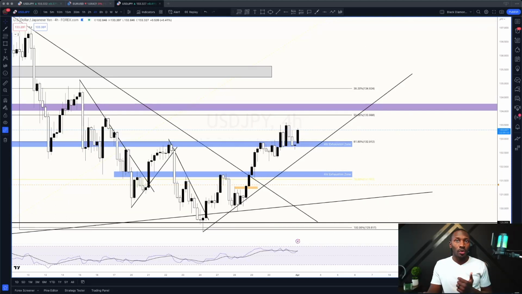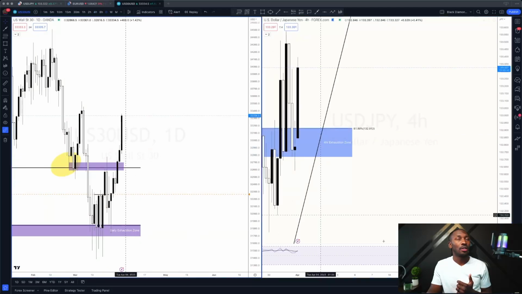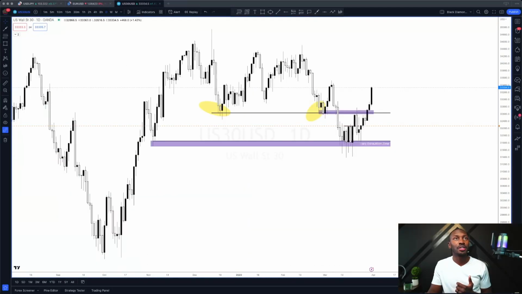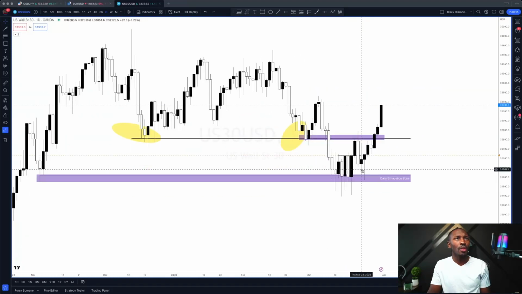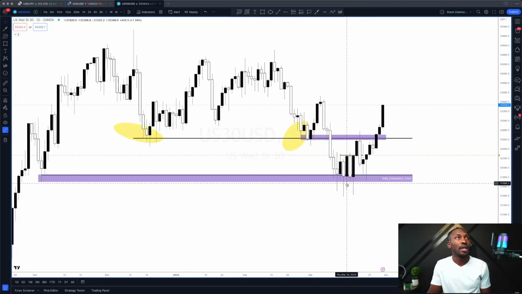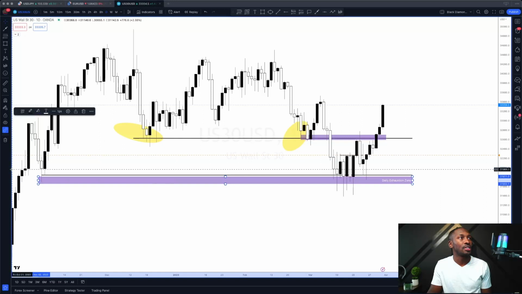So I'm also looking at US 30. Let's go ahead and jump right into this. US 30. So as you can see from US 30, all right, we are on the daily time frame. We just recently bounced off of this daily exhaustion zone here that it retested, right?